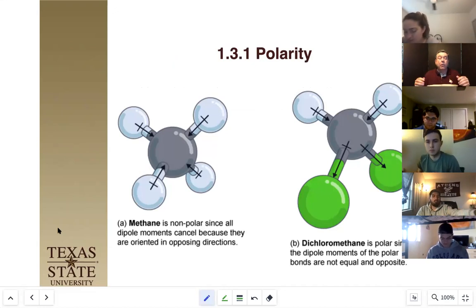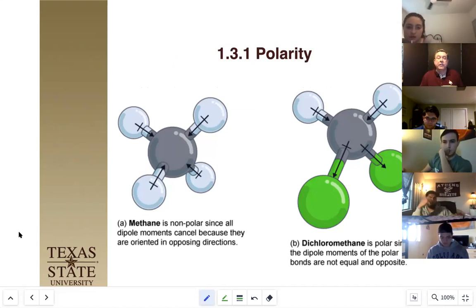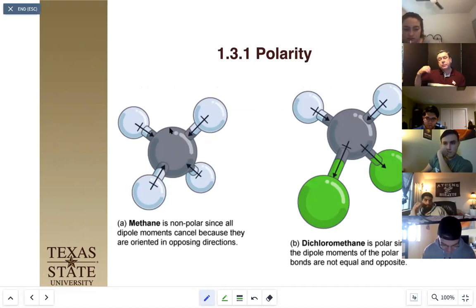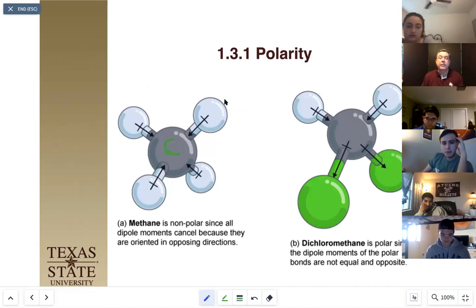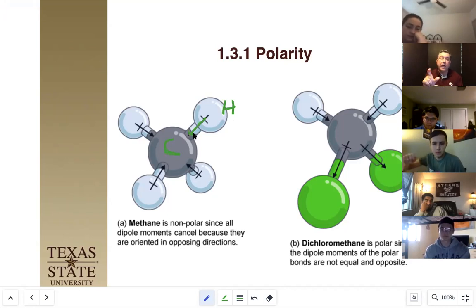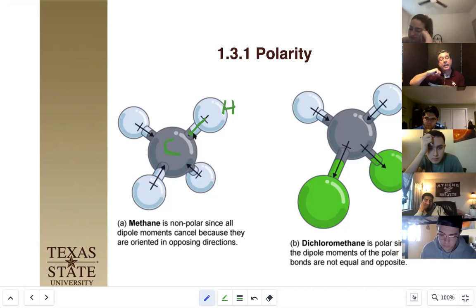Okay, so the idea is that when you have nonpolar covalent bonds, the bonds all cancel each other out. Let's see what I mean by that. This is a carbon right here, and these are hydrogens. Carbon is just a little more electronegative than hydrogen. So the carbon is going to pull a little bit of electron density this way. So that one bond has a dipole, meaning there's a partially positive side of that vector and a partially negative side of that vector.